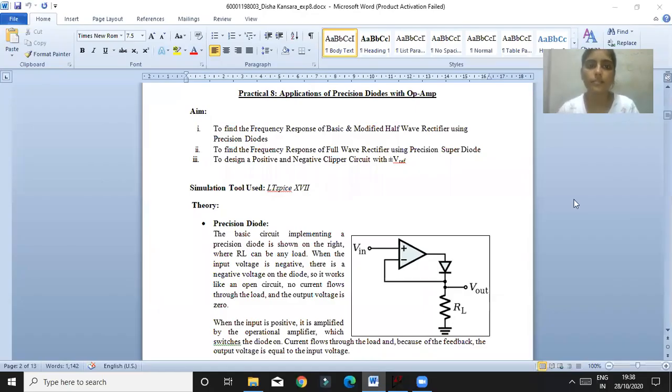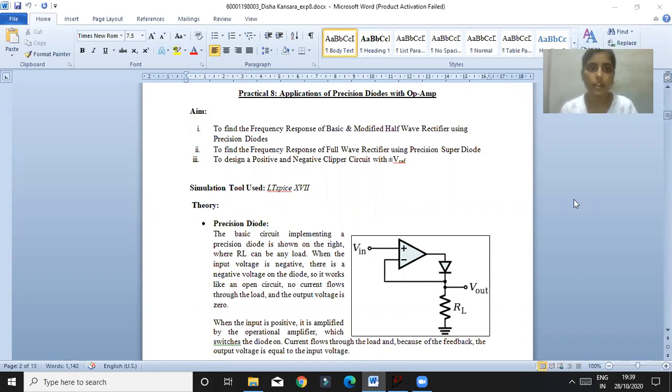Hello everyone. This is Disha Kansara here, and my SEP ID is 600011980003. And today I'm going to explain the applications of precision diode with the op-amp.